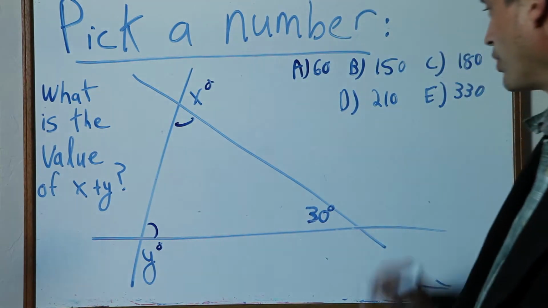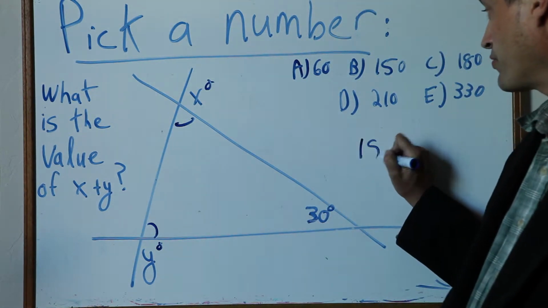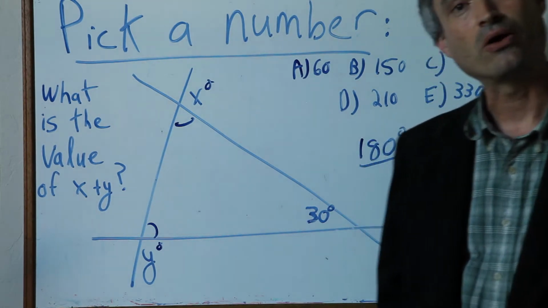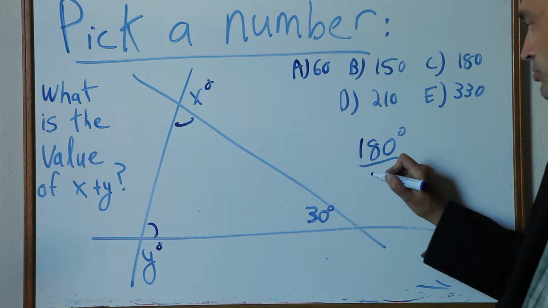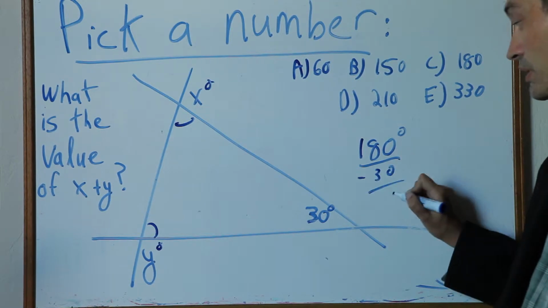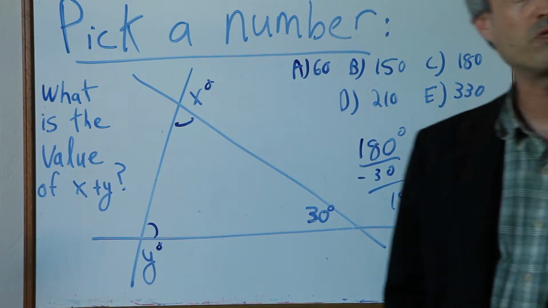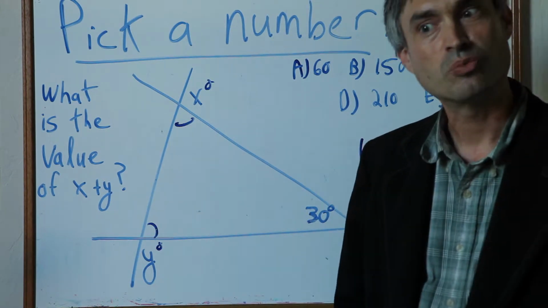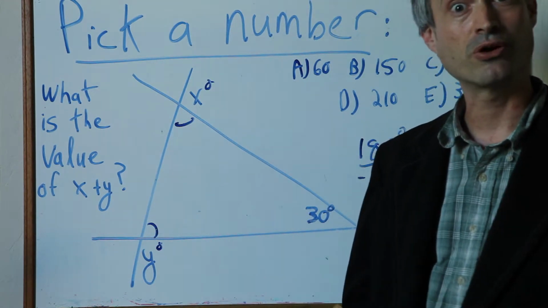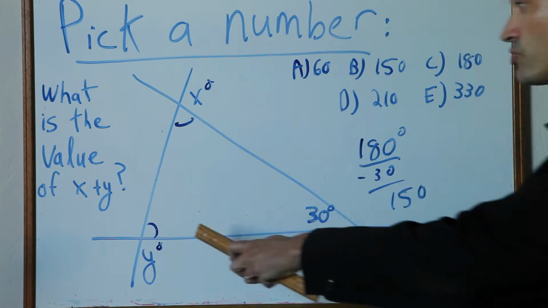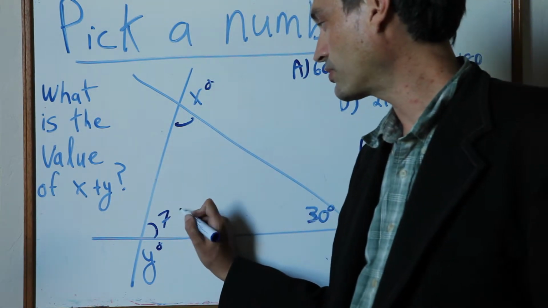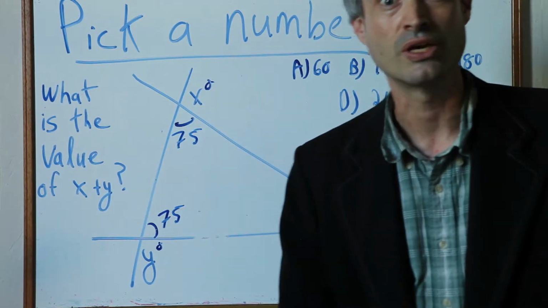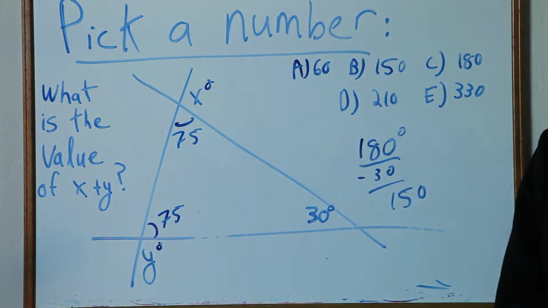Most people do know that the sum of the three angles in a triangle is 180 degrees. How could I use that? Well, let's subtract the known angle of 30, and that leaves 150 degrees for the sum of these two angles together. Suppose for a moment we make a temporary assumption that these two are equal, and thus I'll pick the numbers 75 and 75 for those two angles. That's my picking a number strategy.